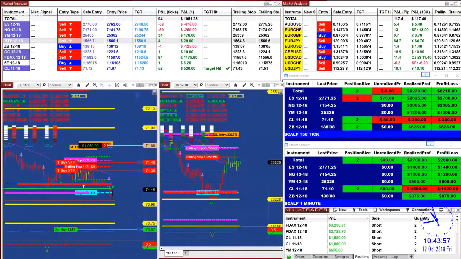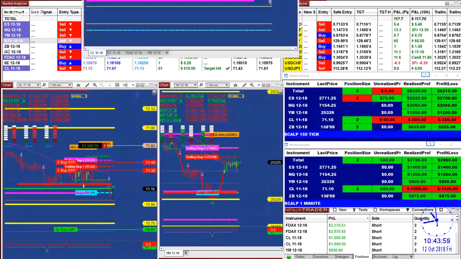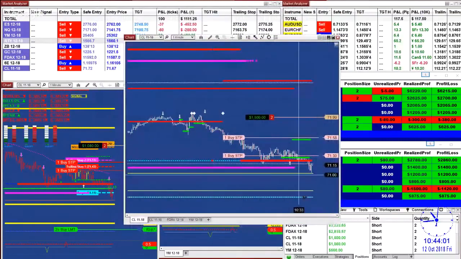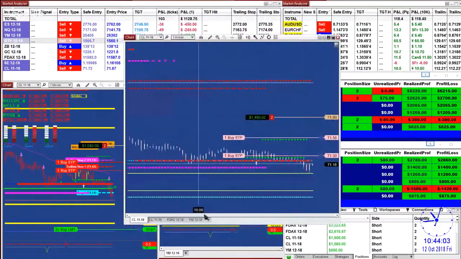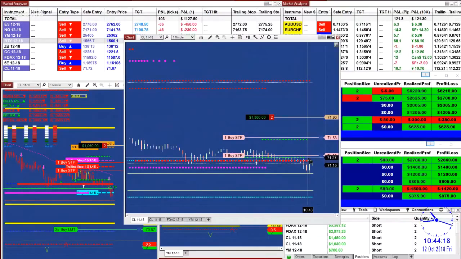So if we notice right now, because we have the double resistance, look, we have the double resistance. So any pullback right now is going to be rejected by this number. And if the CL went above those numbers, the 7127, there is no use to stay on that trade. At least you can give one of them away, you know.